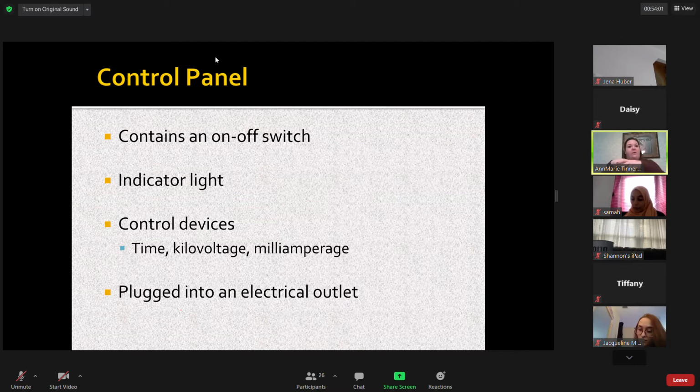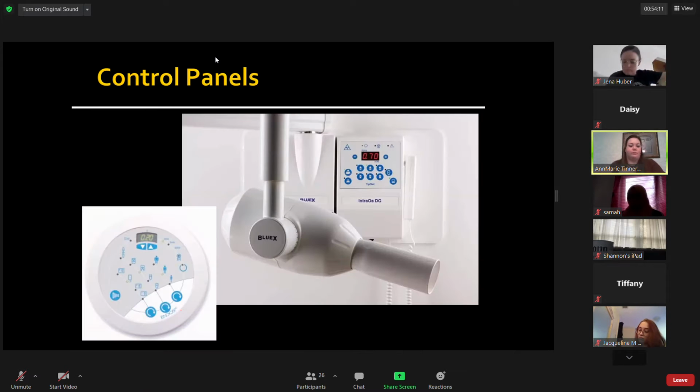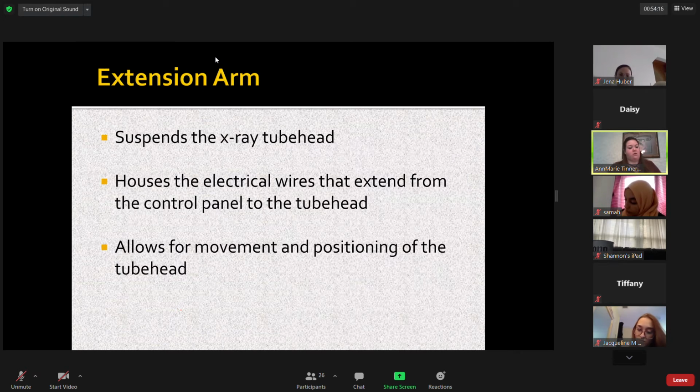Okay, so your control panel, you guys already know this. It has your on-off switch, your indicator light, the controlling devices, and obviously it has to be plugged into an electrical outlet. There's your control panel. Okay, the extension arm suspends the X-ray tube head. It allows us to move and position the tube head. And it also houses all of the wires that extend from the tube head all the way to the control panel.